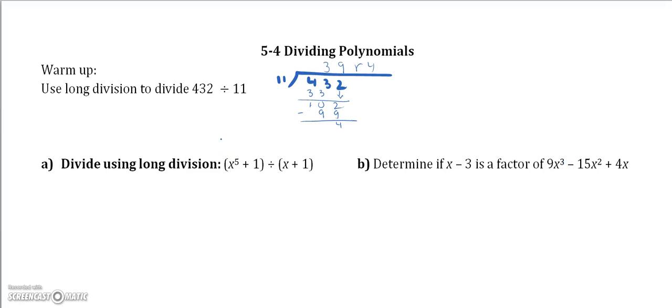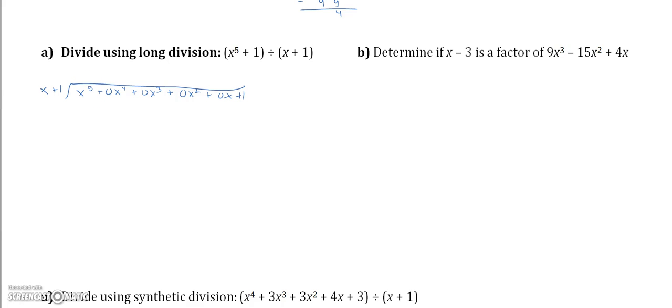When we did our synthetic substitution, we would have to have placeholders for all the terms missing, like x to the 4th, cubed, squared, and x terms are all missing in here. So when we do our long division, we have to put placeholders in. So we have x plus 1 is going to go on the outside, and then underneath is our polynomial with all of our placeholders. So I'm going to go ahead and write that in. Okay, so I wrote it out with all of my placeholders.